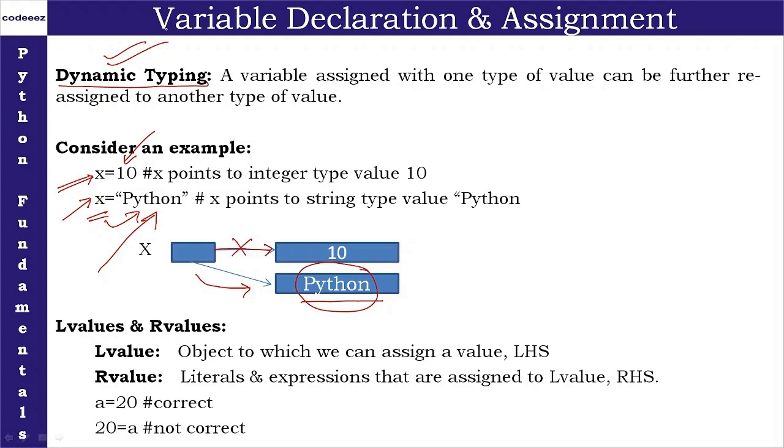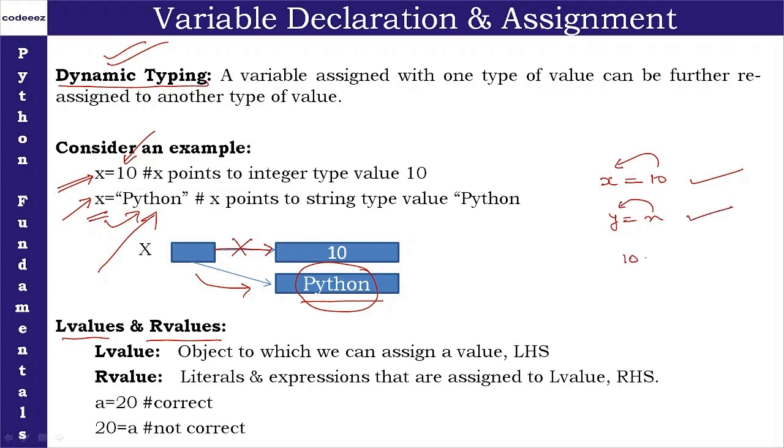Now, one more concept is of L value and R value. Okay. Now, simply understand it here. Looking at this, x equals 10. It simply means the value 10 is assigned to x. It is a correct statement. When we write y equals x, it simply means that the value of x is assigned to y. This is also a correct statement.